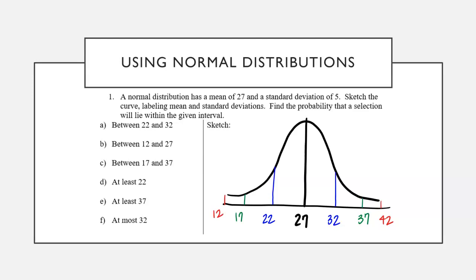In letter A, between 22 and 32 would be exactly one standard deviation away from the mean, which would equal, using the empirical rule, 68%. B, between 12 and 27. Although it does look like it would be about half, it's not exactly 50% if we use the empirical rule.